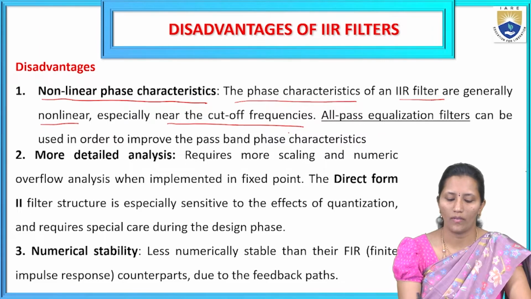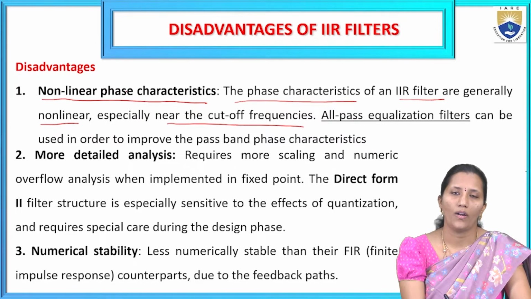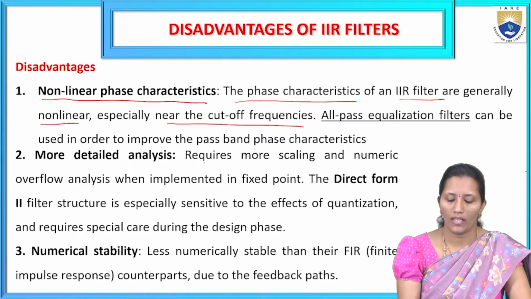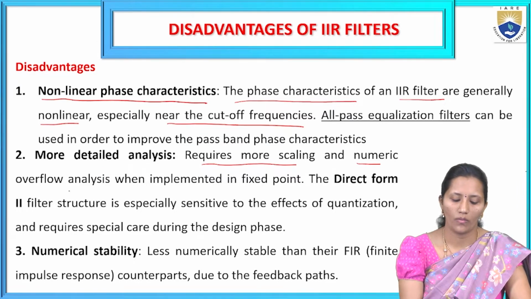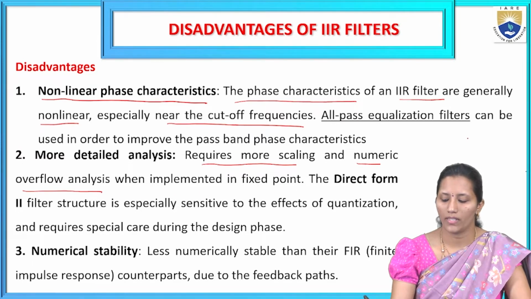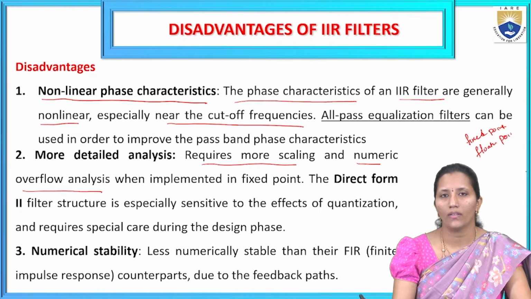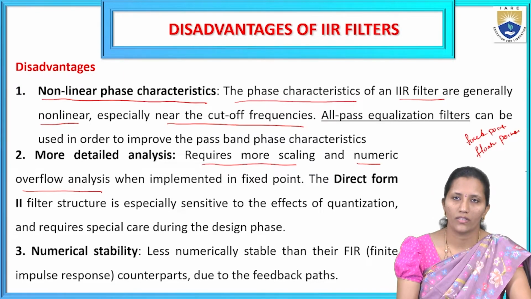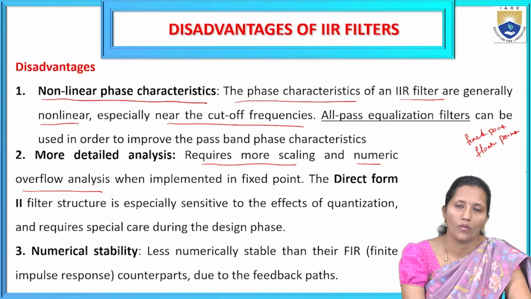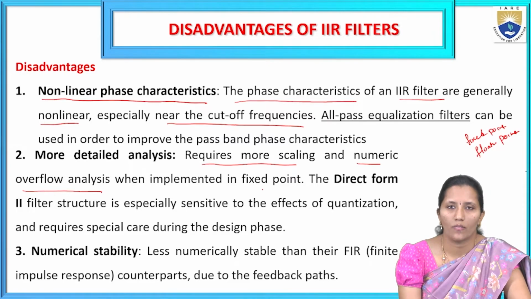So, the main disadvantage of the IIR filter is the non-linear phase characteristics. In more detail, it requires more scaling and numeric overflow analysis when implemented in fixed point. We can represent the number in either fixed point or floating point. So whenever we design the filter for fixed point numbers, it requires more scaling and numeric overflow analysis.